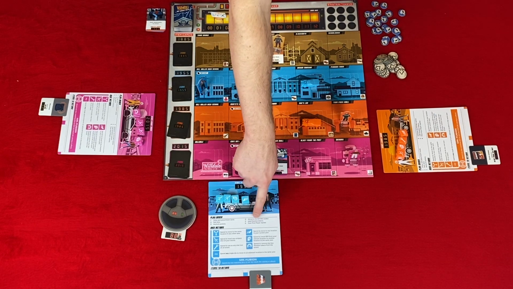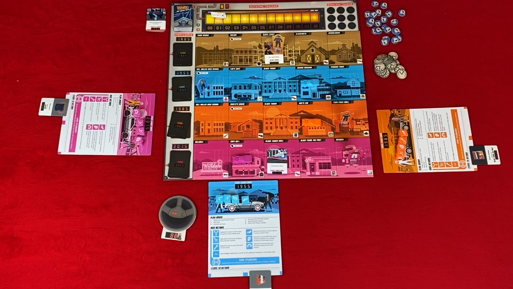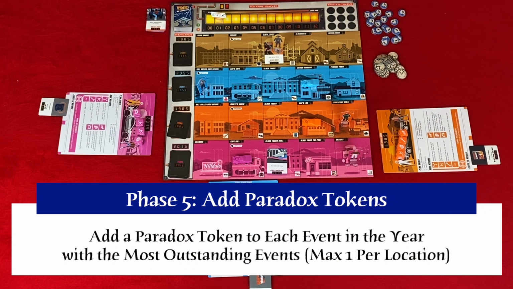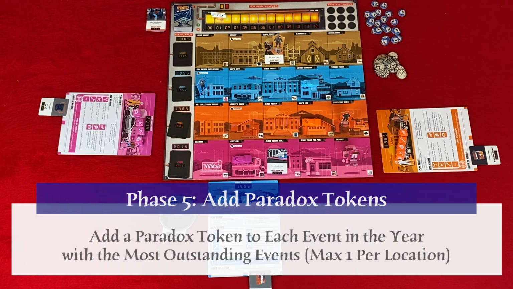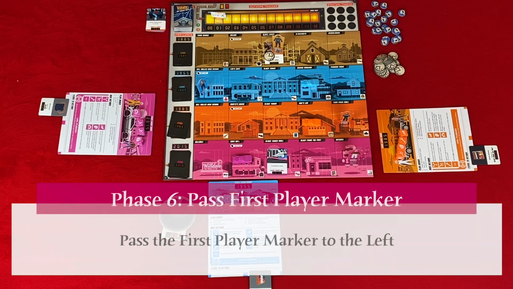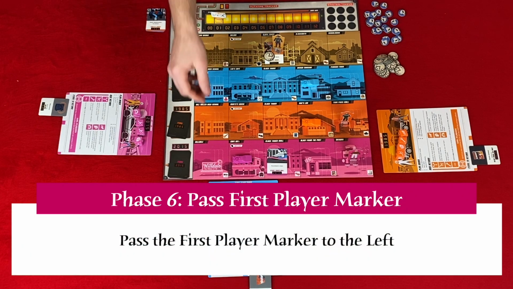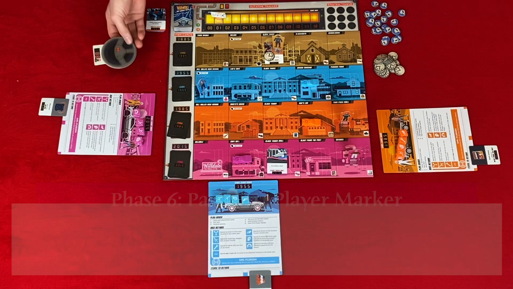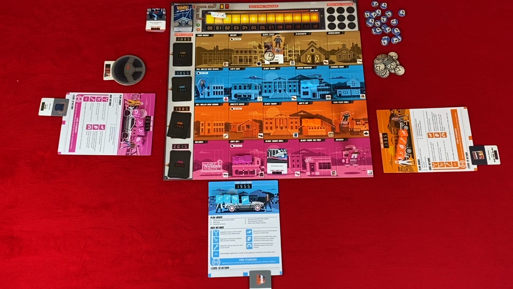Phase 5. Add paradox tokens. For the year with the most outstanding event cards, you'll place a paradox token on each location with an event card. You can have a max of 1 at each location. And then we move to Phase 6. Pass the first player marker. You'll pass the first player marker to the person on your left, and then we would start a new round.